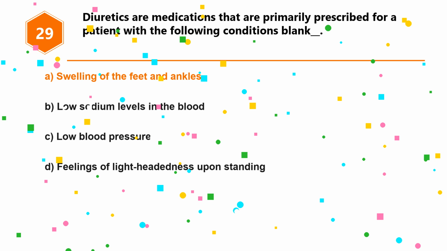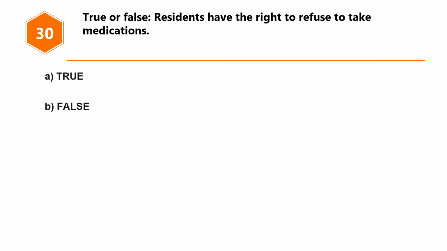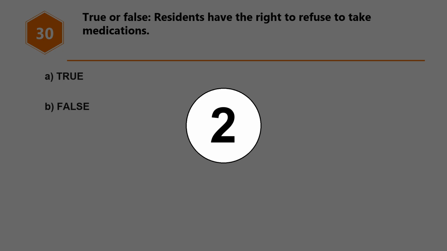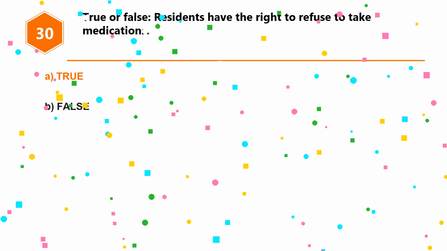The correct answer is option A. Swelling of the feet and ankles. Question 30. True or false, residents have the right to refuse to take medications. Option A. True. Option B. False. The correct answer is option A.